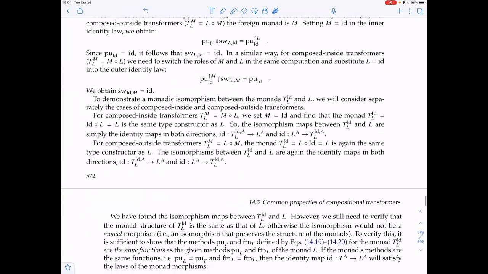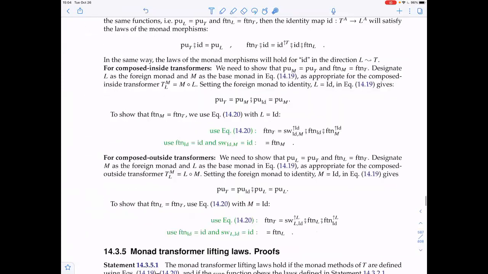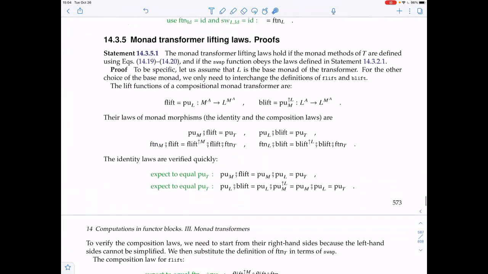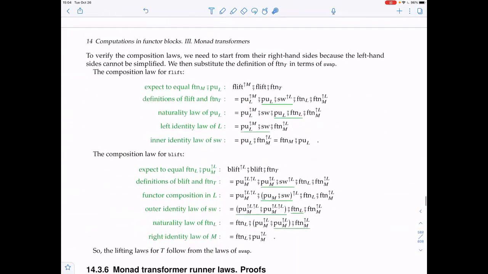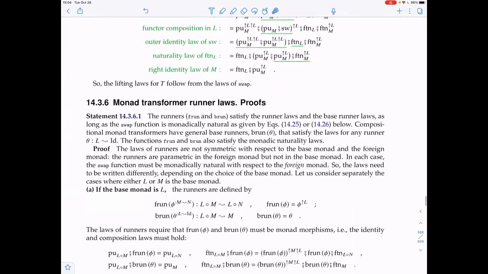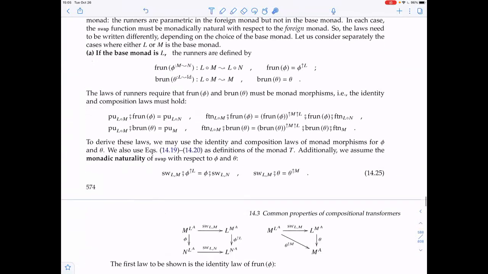So after this study, you can also look at other laws of monad transformers, because it has lifting laws, and you can show that they hold given the swap function. And also the runner laws.